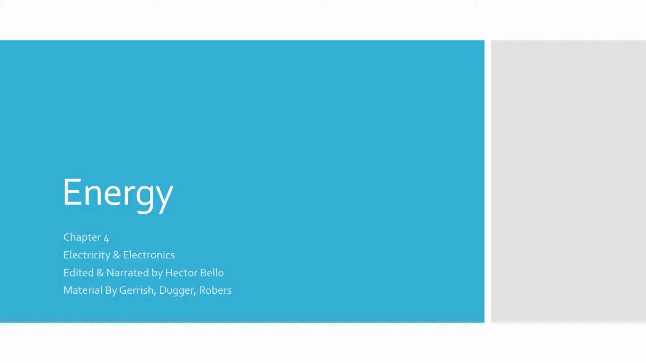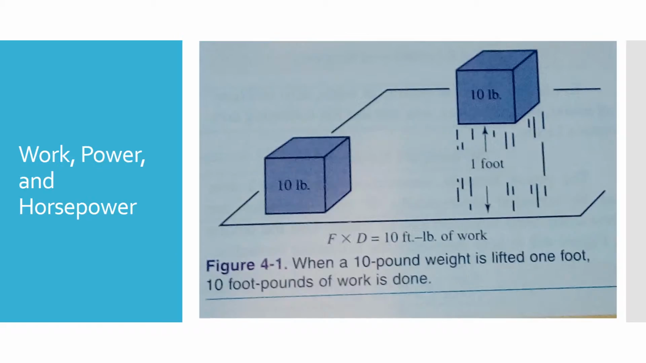4.1 Work and horsepower. Work is force applied over a distance. Work is expressed in units such as foot-pounds or inch-pounds. For example, if a 10-pound weight is lifted 1 foot, the work accomplished equals 10 foot-pounds. See figure 4-1 on the screen.